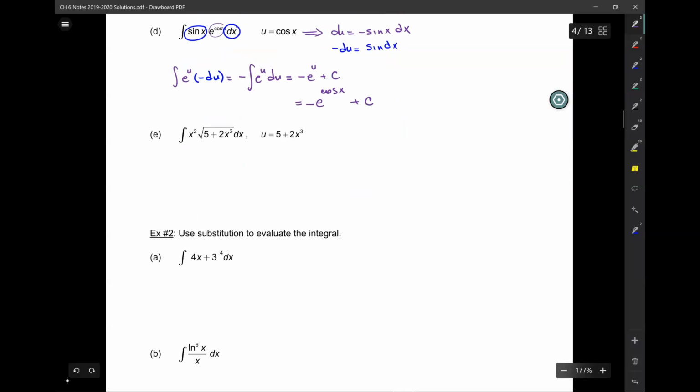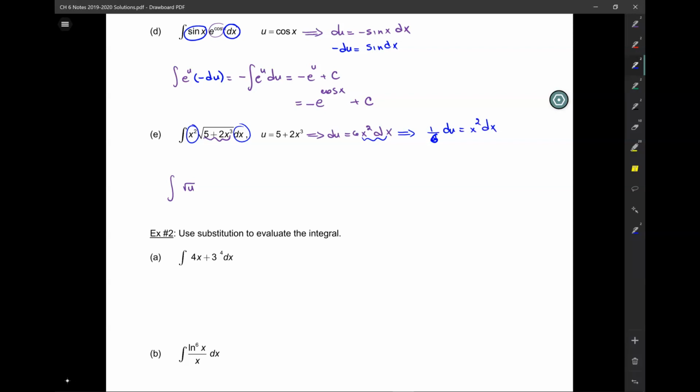5 plus 2x cubed, right? That's going to be the u. Again, it's inside that root and so on. So du is 6x squared dx. Okay, let's see what's going to happen here. I have here the square root of u. Now, what do I have left? X squared dx. So what's x squared dx here? Right, 1 over 6 du is x squared dx.